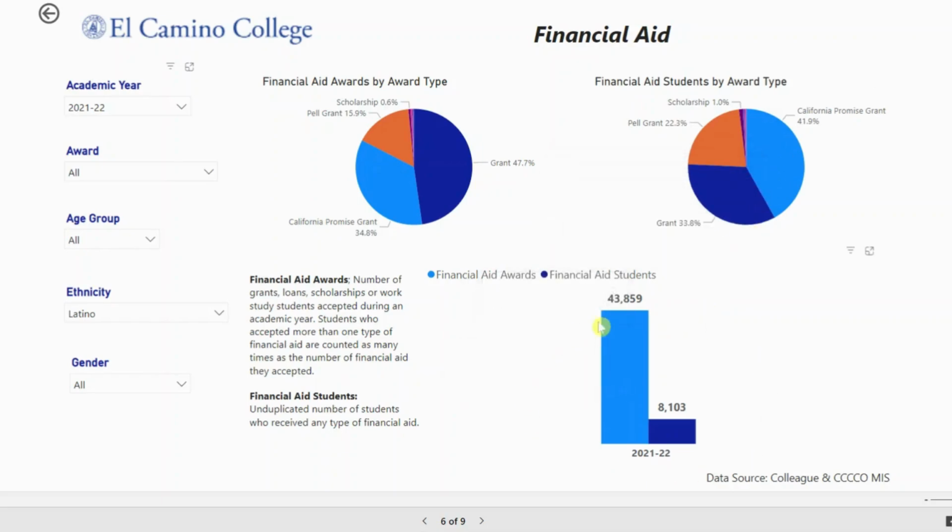Finally, the bar chart shows the total number of awards granted to Latino students in 2021-22, which equals 43,859 awards. The bar chart also shows the unduplicated number of Latino students who received financial aid awards during that academic year, which equals 8,103 students.